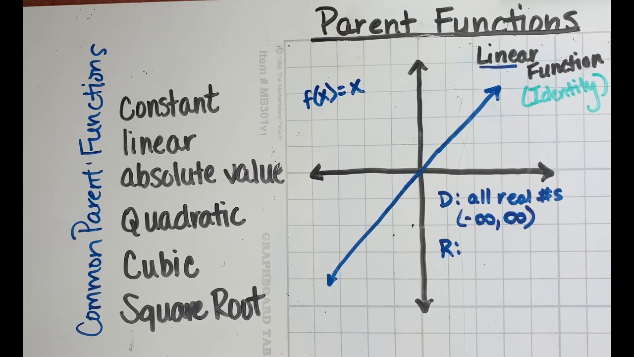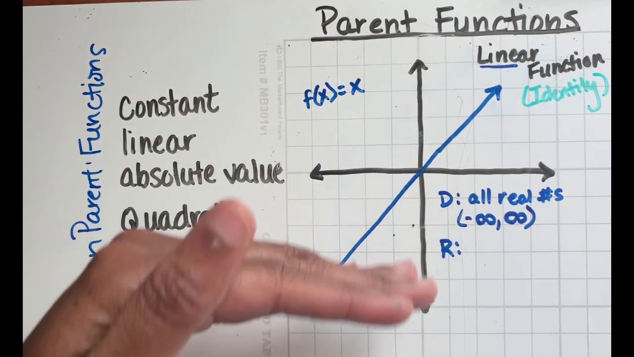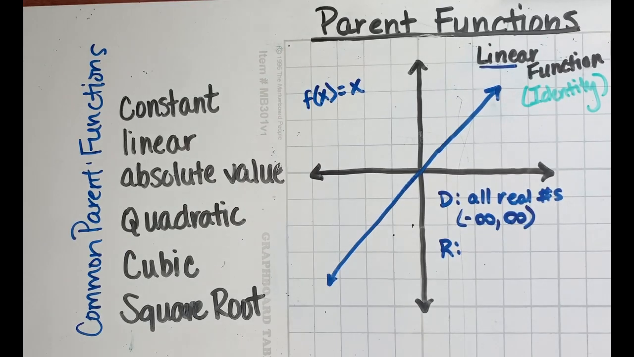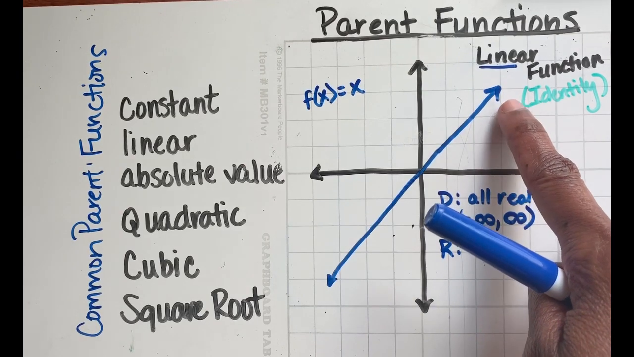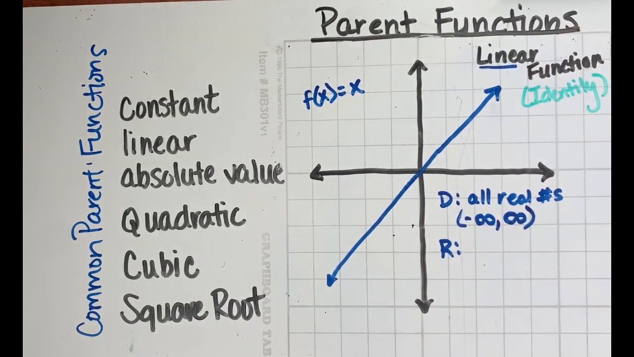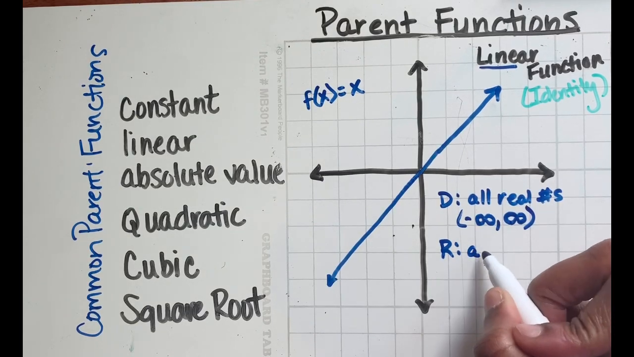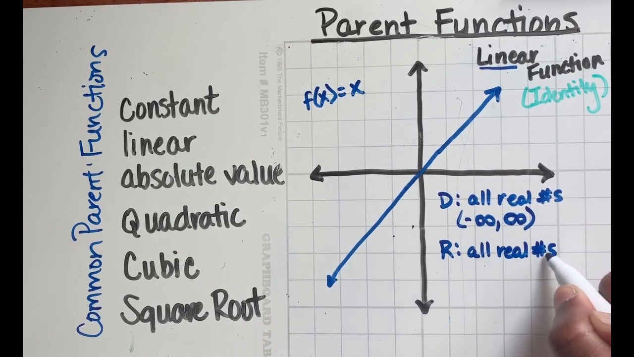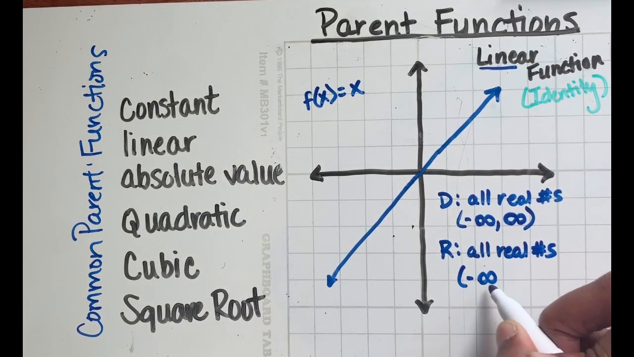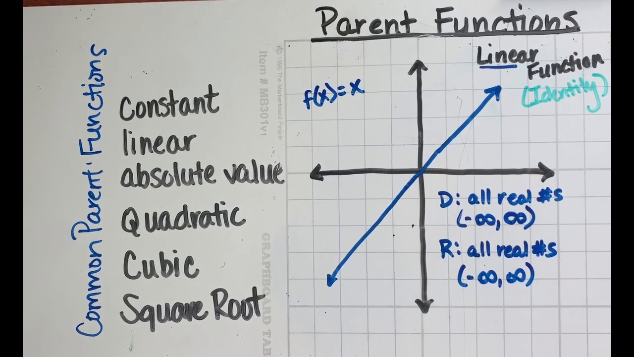Now let's look at the range. The range is how it moves up and down, okay? If I look at how low this graph is, since there's an arrow, it's going to continue to go low, low, low, so it's going forever low. What about high? Because it's an arrow, not an endpoint, it's going to continue, so it goes forever up. So the range is going to be all real numbers as well, from negative infinity to positive infinity.